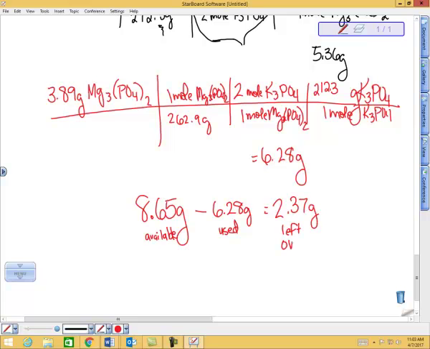And which one was it that was left over? Yep, the K3PO4. That was the reactant that we had excess of. All right, so we've answered quite a few of the problems. We figured out the maximum amount of precipitate that we can make, and how much of the leftover reactant is left over.